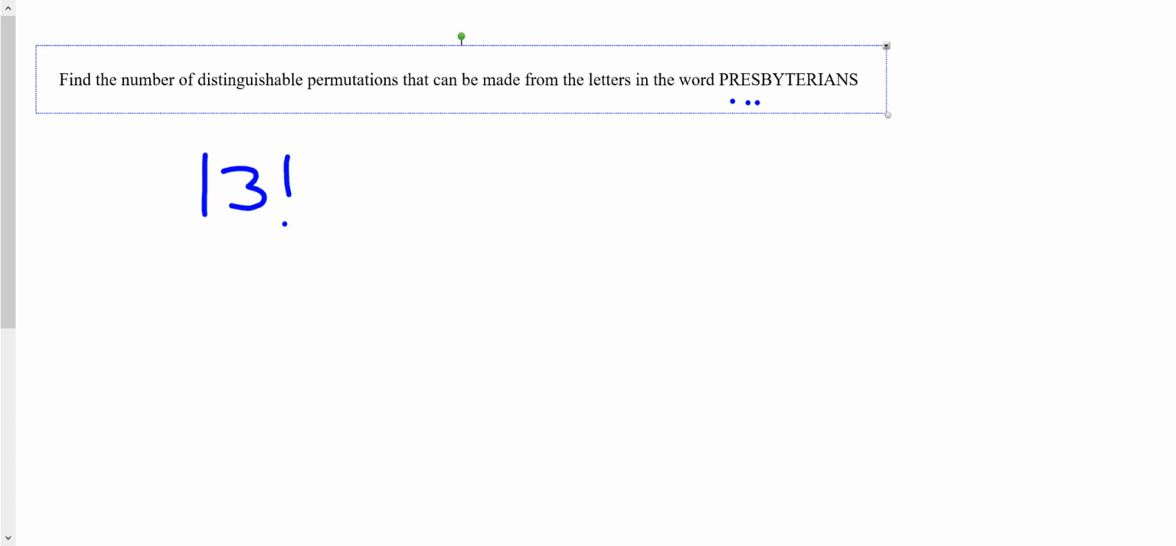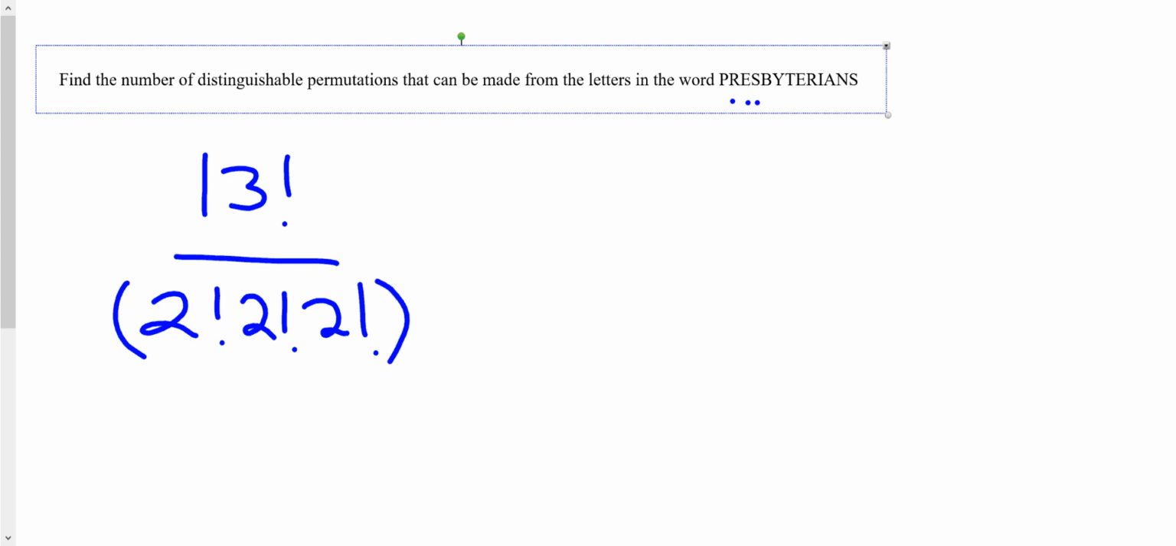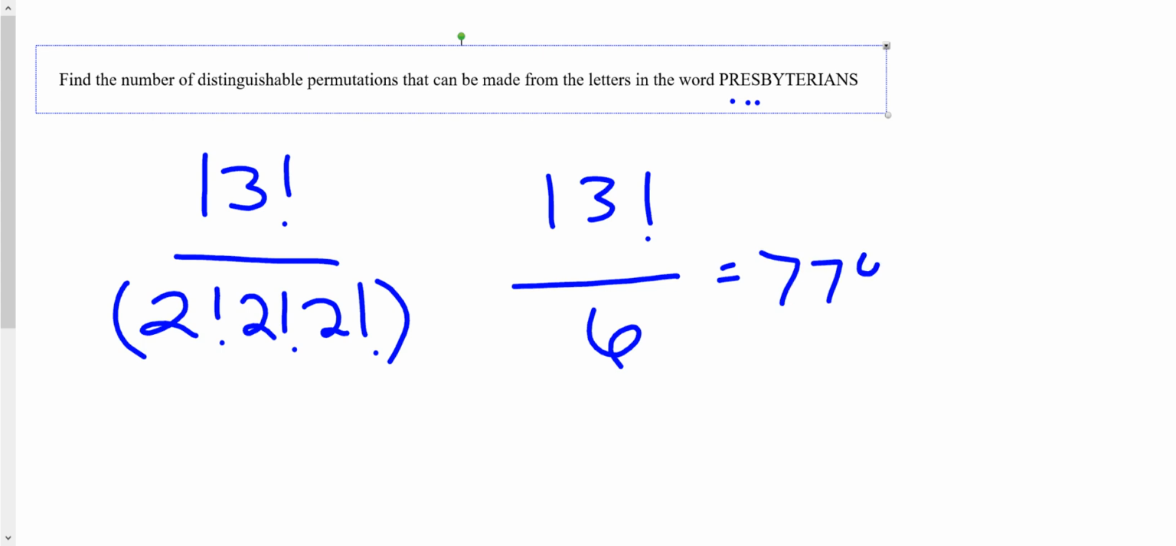So that would be 13 factorial if they were all unique, but they're not. So we're going to divide out those because they each occur twice. Those 3 letters, you'll divide by 2 factorial times 2 factorial times 2 factorial, which really is equal to 6. So you're doing 13 factorial, essentially, divided by 6, because 2 factorial is equal to 2. Okay, so we end up getting 778,377,000 600 different permutations for that.